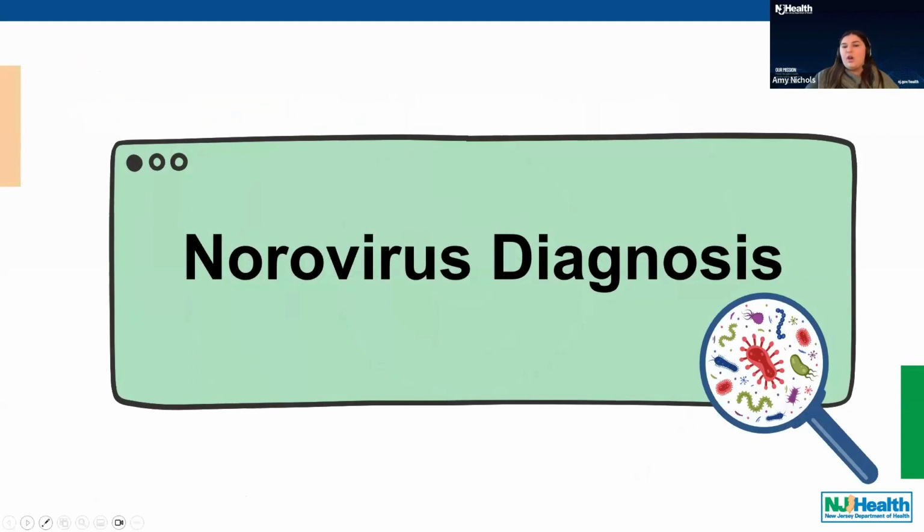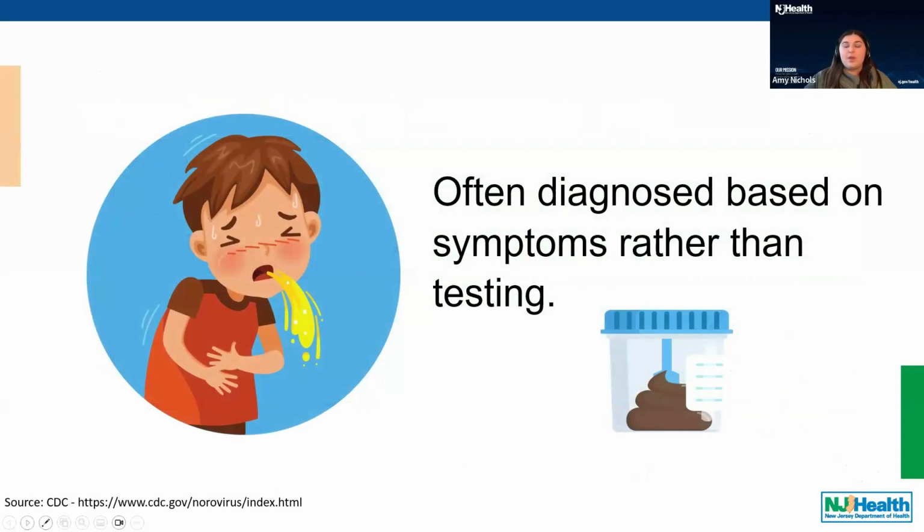So, how do you know someone has norovirus? Norovirus is often detected based on symptoms rather than a test. Because norovirus usually resolves quickly, someone sick with norovirus may not seek medical care. There are several types of stool tests, but for norovirus, a specific type of stool test has to be ordered by a healthcare provider. It may take some time to get the results back.